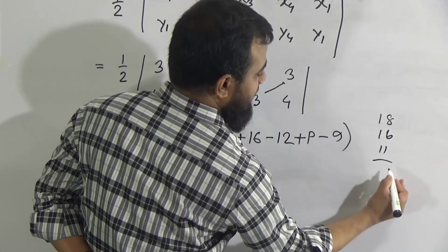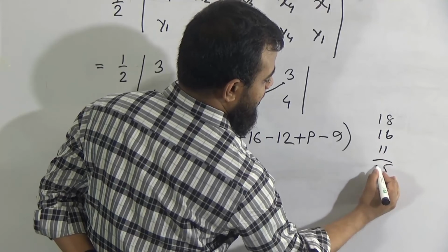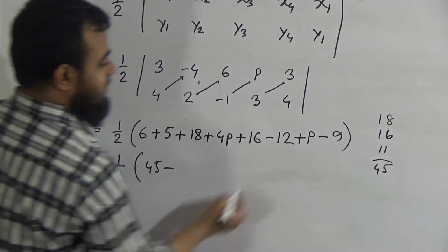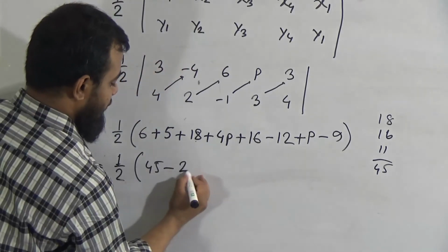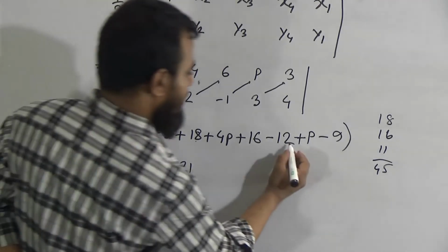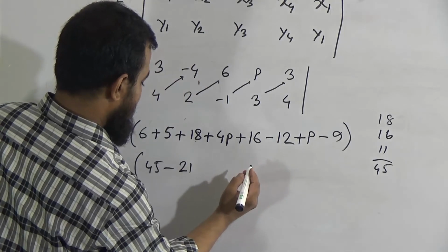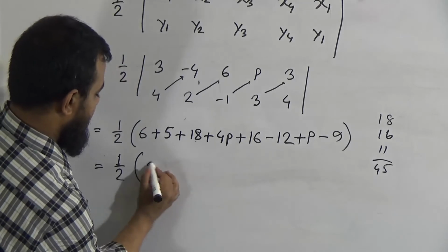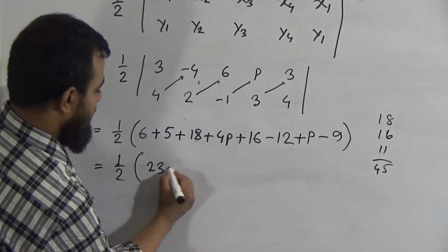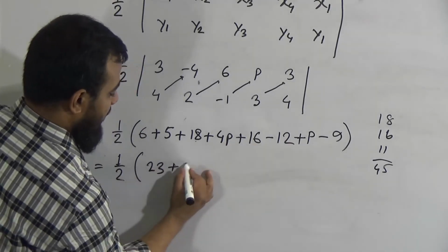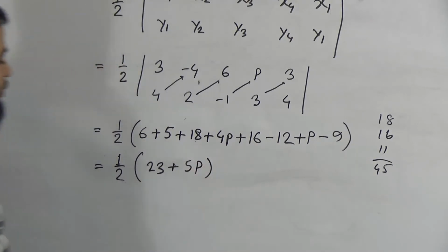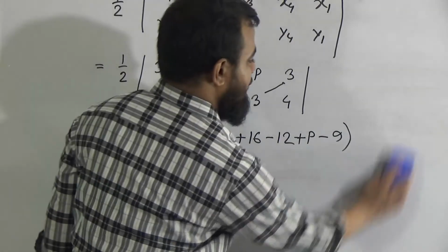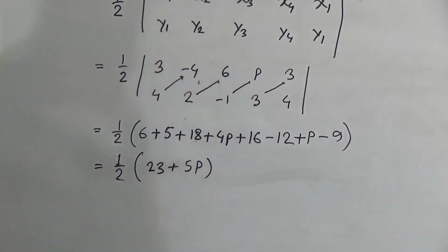So 8, 14, 15, 5 and 4, 45. It will be 45 minus 12 and 9 will make 21. Okay, sorry, it will actually make 23. Directly we can write down 23 plus 4P and 5 is 5P. Okay, so it's half of 23 plus 5P, half of 23 plus 5P.